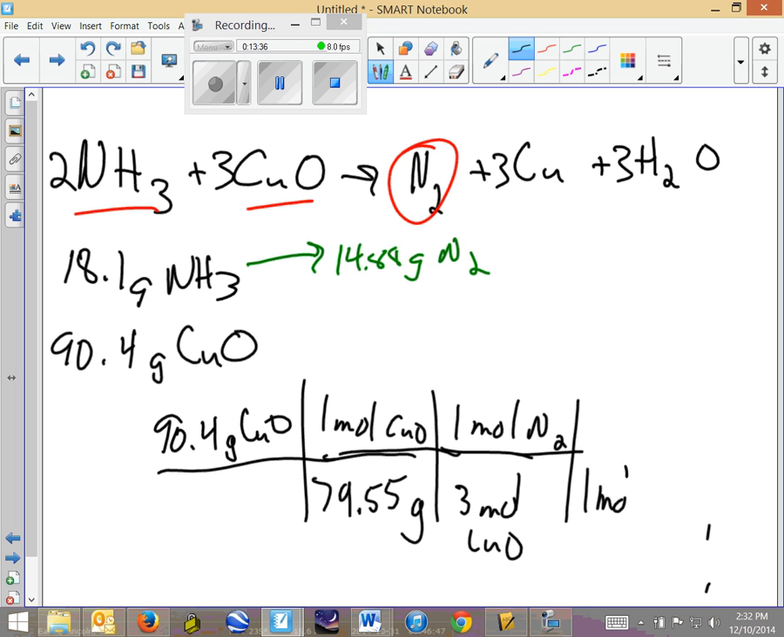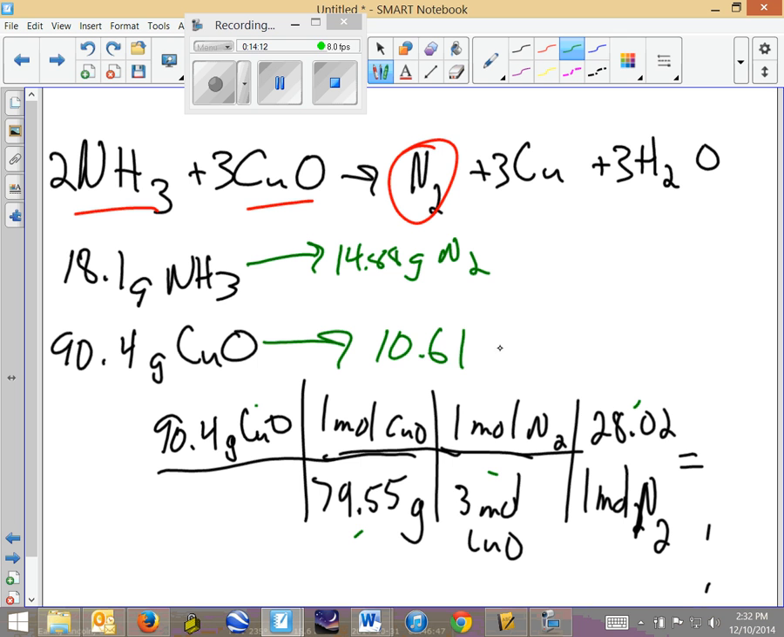And I know that 1 mole of nitrogen equals 28.02. Okay, so here we go, times it all together: 90.4 times 28.02, and I'm going to divide that all by 79.55 times 3 times 1, which gives me 10.614 grams of nitrogen.